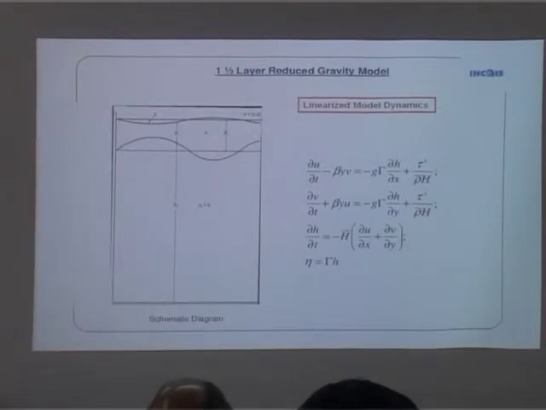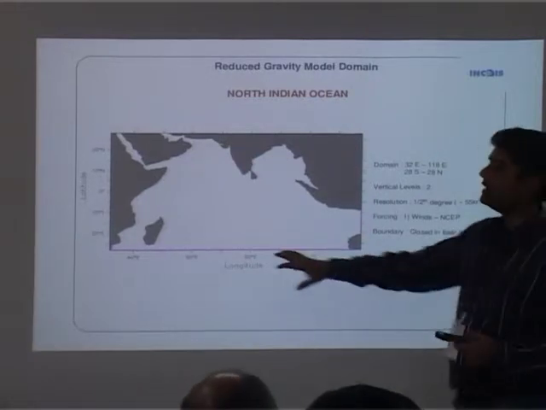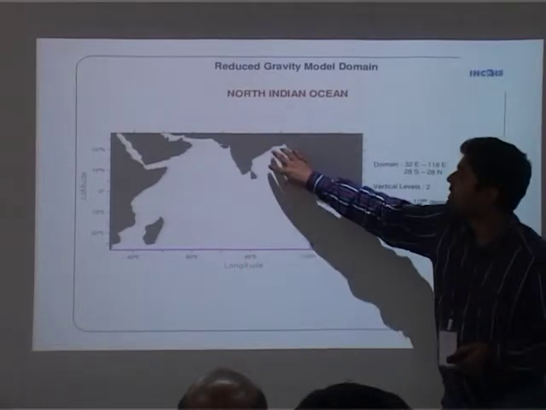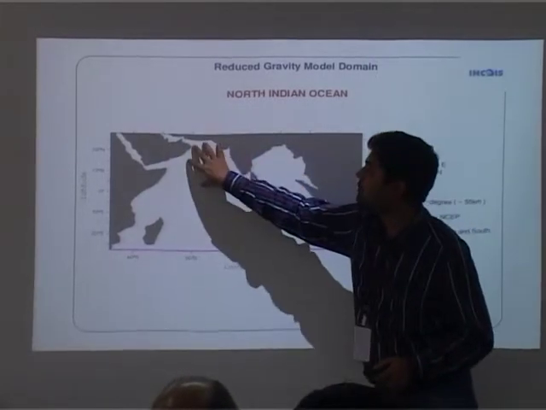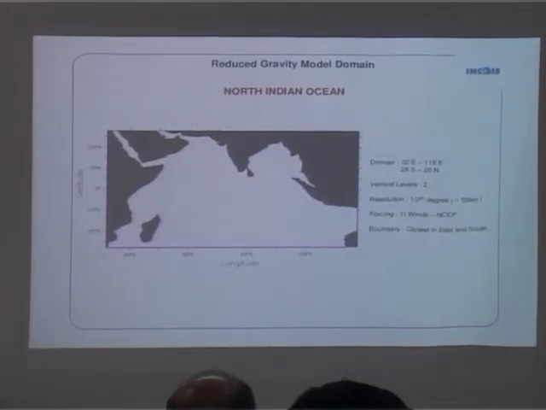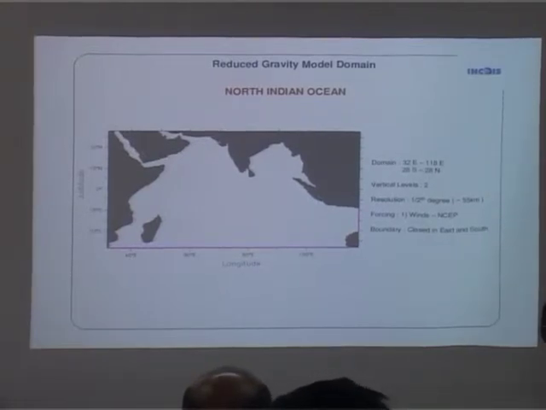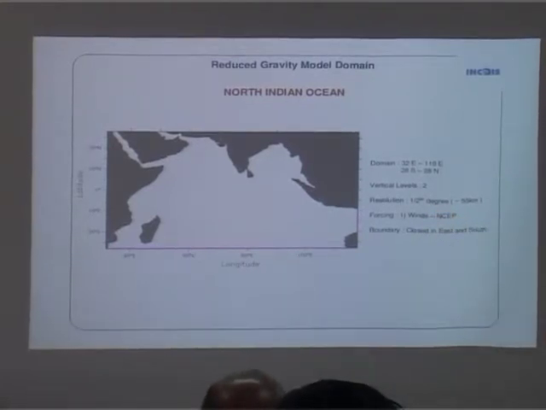So our plan is to assimilate sea surface height. Before that, this is the domain that we have worked on, the entire Indian Ocean. This part of the ocean is called the Bay of Bengal. This part is called the Arabian Sea, and the rest is the Indian Ocean. As I said, there are just 2 vertical levels, and the horizontal resolution is very coarse. It's just ½ degree, which means around 50-60 kilometers.